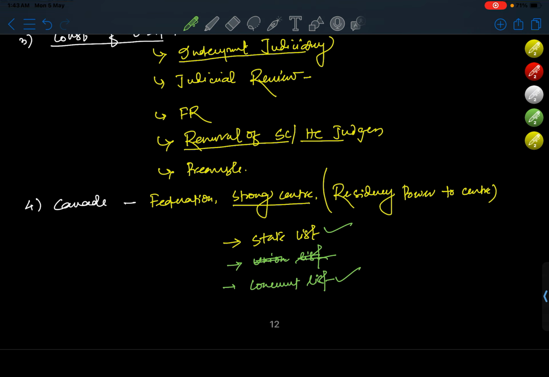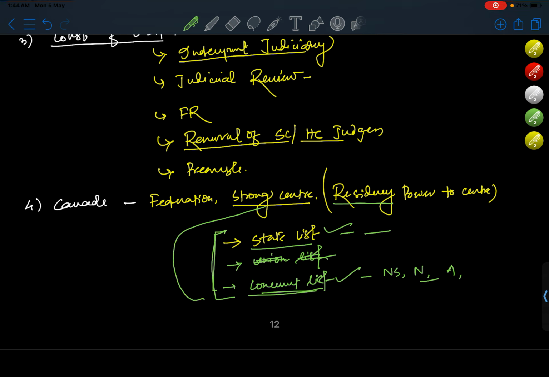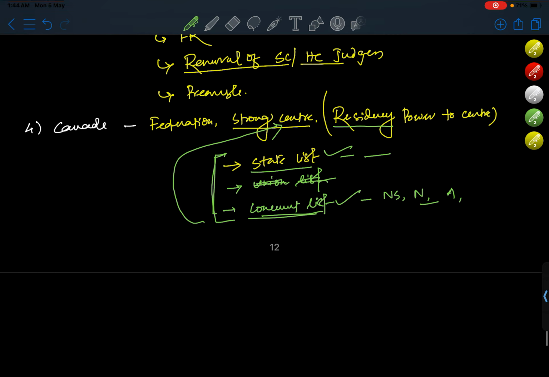State list subjects are related to state subjects. For example, education, health, agriculture, law and order, etc. In the concurrent list, there are things like national security, nuclear power, atomic energy. These things come under the concurrent list. And another thing, the remaining things out of these two lists, everything goes to the center. That is why the center is strong.